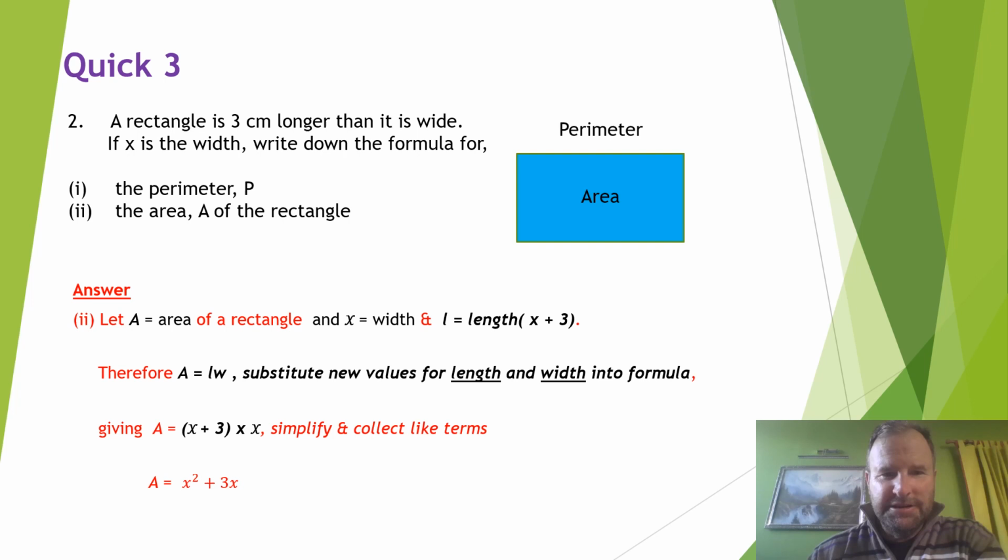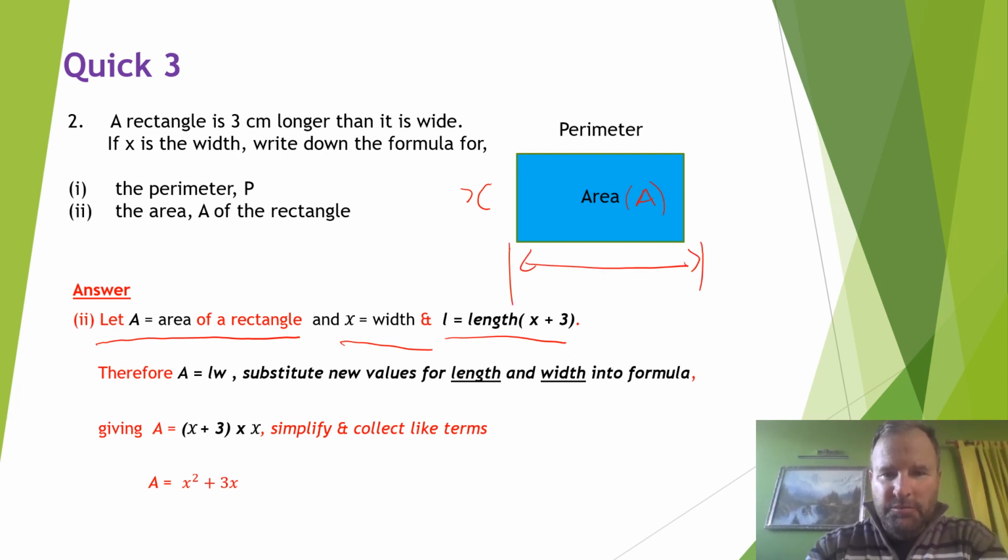Here are the answers. So if you let A be the area of the rectangle, X be the width, and L be the length. So if we put that on a diagram here, A is the area. X is the width, so we're going to call that X. And it says it's longer here, so here's the longest side between here and here. We're going to call that X plus 3.